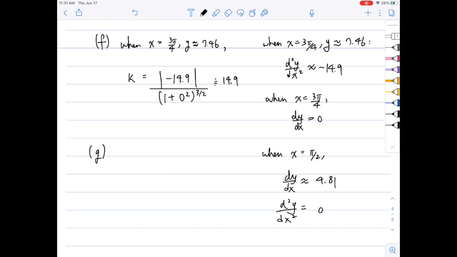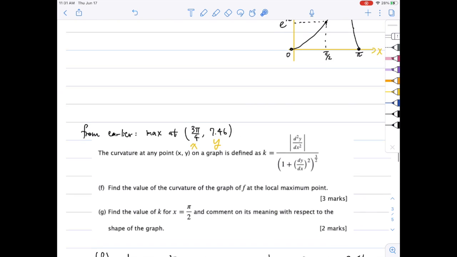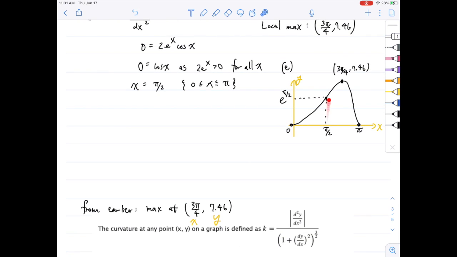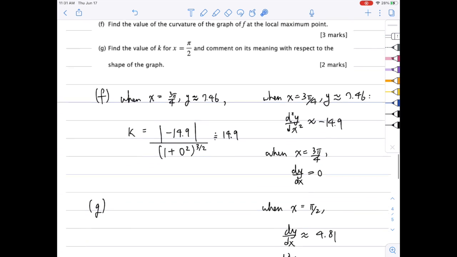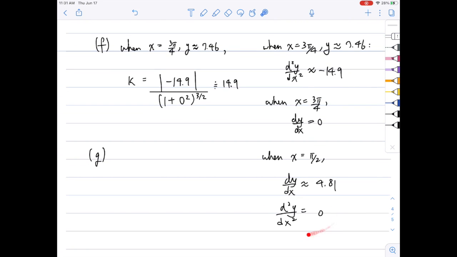Actually, the value for the second derivative is 0, and the reason for that is pi over 2 is an inflection point. If we go back here at x equals pi over 2, the concavity is changing from concave up to concave down. So because of that, we're going to have the second derivative being 0. The first derivative is positive. It's roughly 4.81. If you want, you can write it in exact form. And then we're going to find the curvature at this x coordinate.